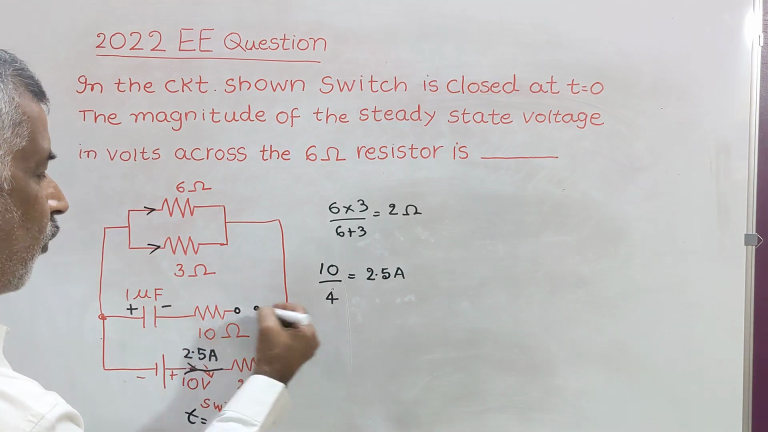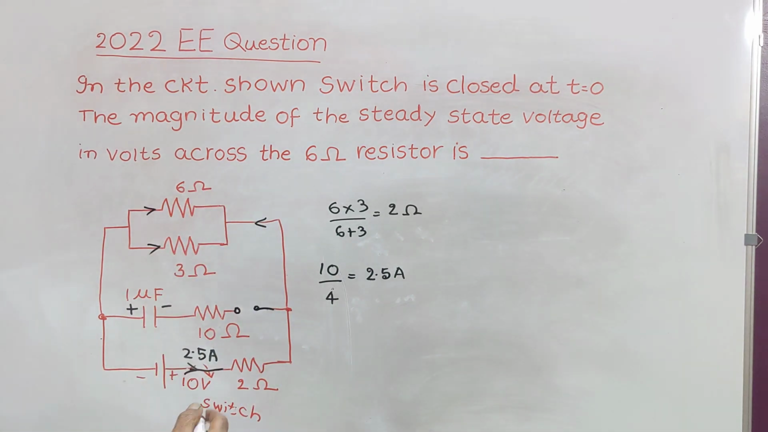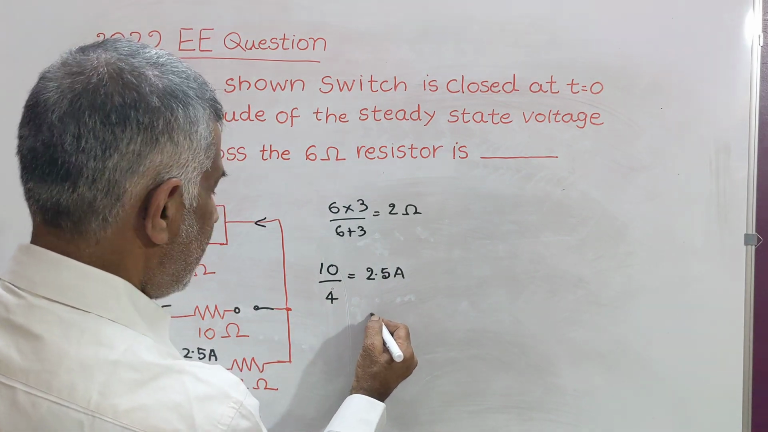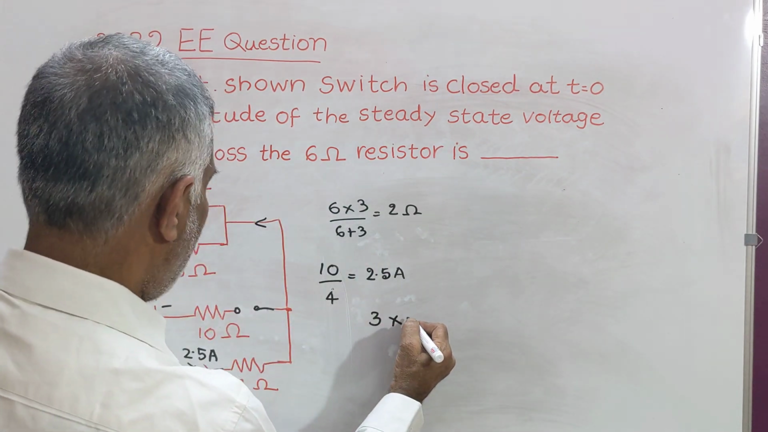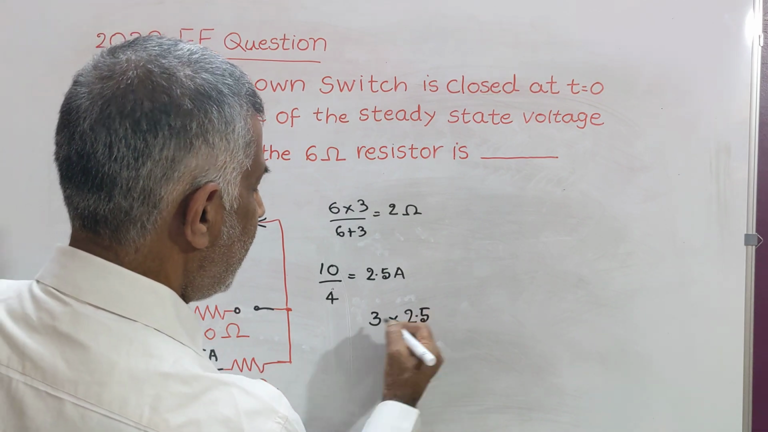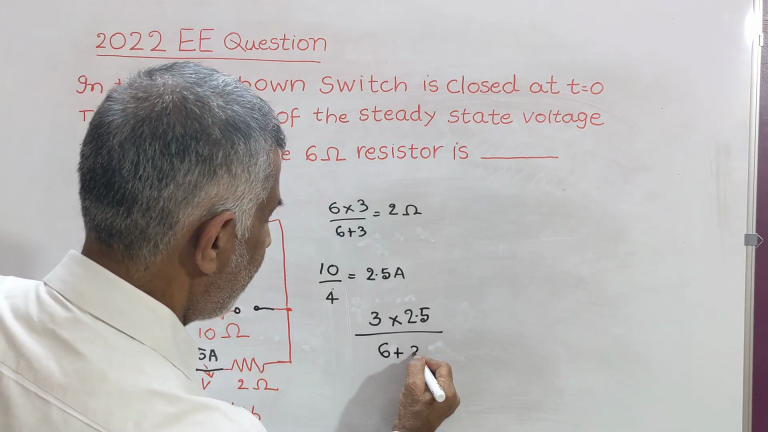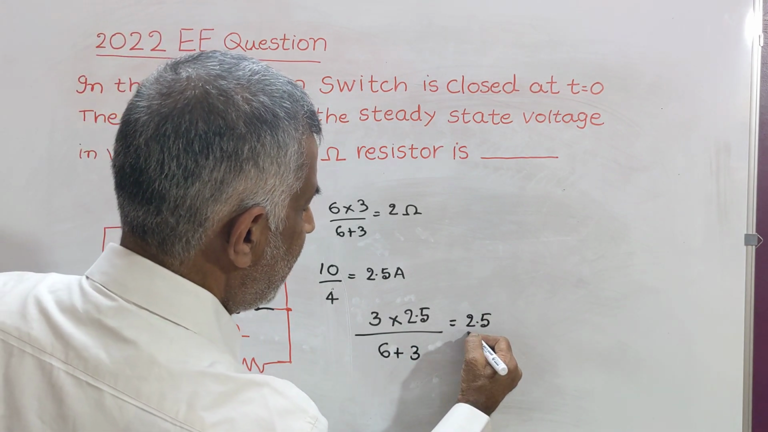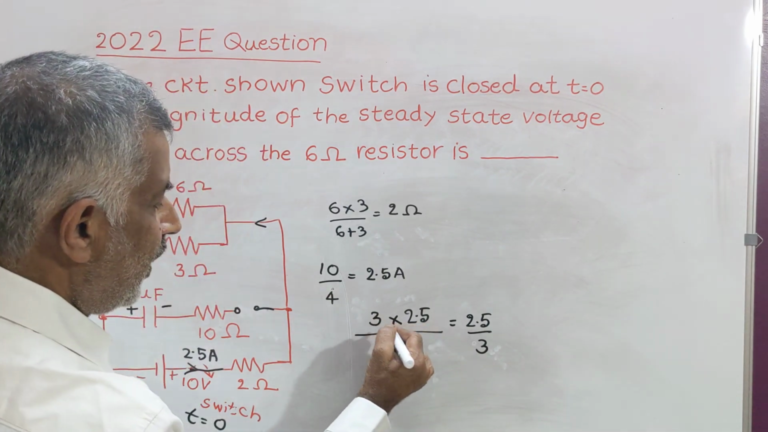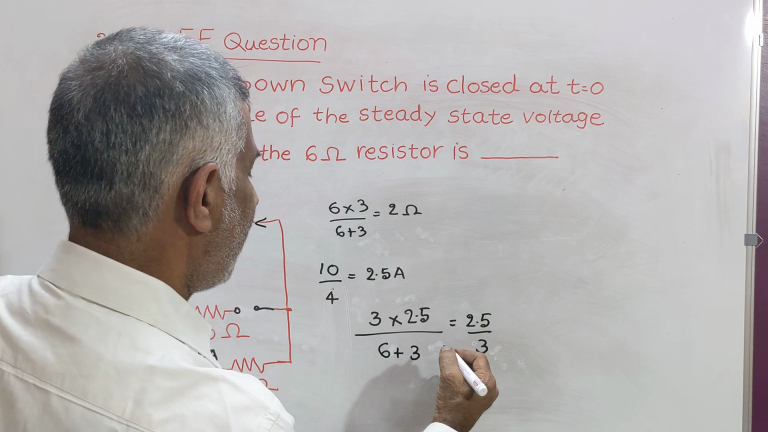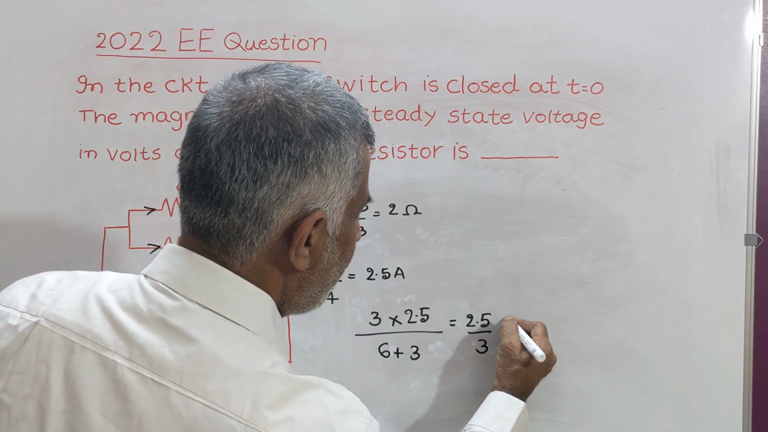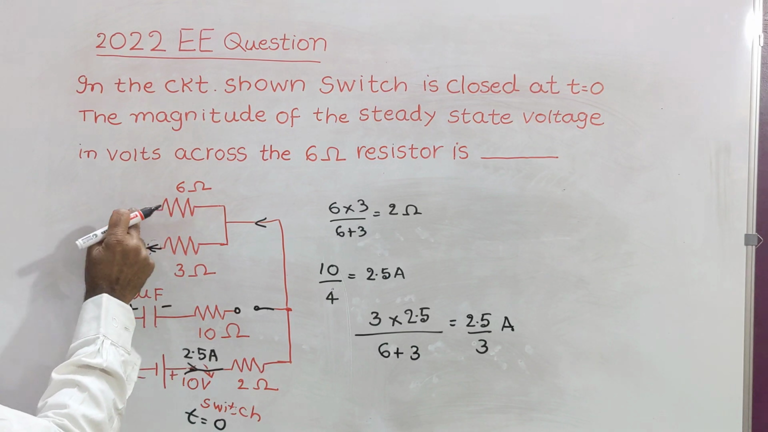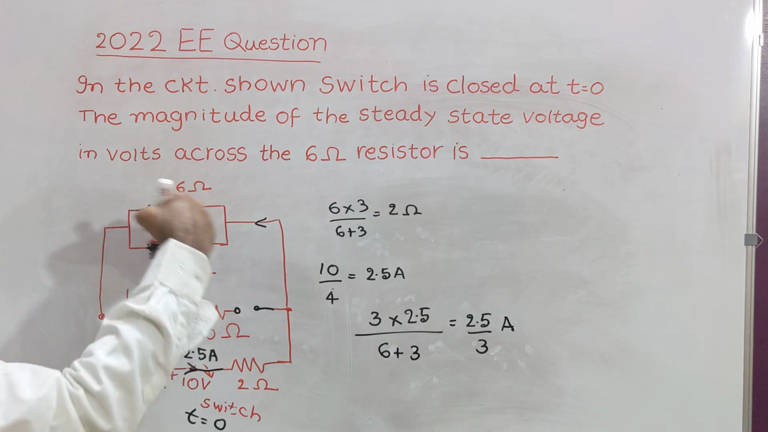This 2.5 amperes cannot flow here. It has to flow through these two resistors. So what is the current through 6 ohms? The current through 6 ohms is the opposite-term resistance into the current divided by the sum of the resistances, that is 6 plus 3. That is 3 into 2.5 divided by 9, that is 2.5 by 3 amperes flowing here. Sorry, I have to reverse the current direction, because this is positive, so the current has to flow like this.